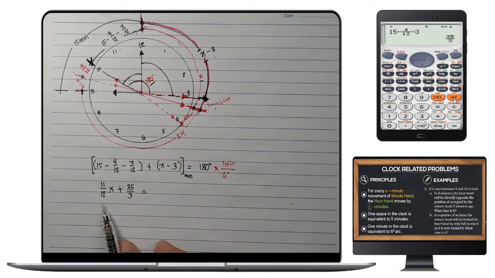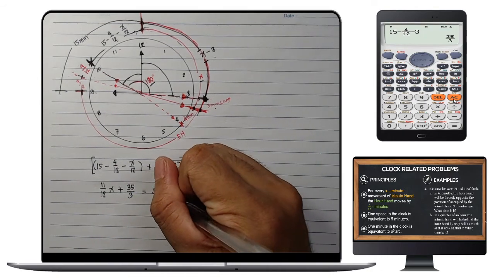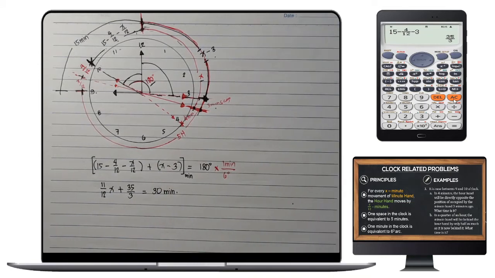This is equal to, in minutes, 180 divided by 6 degrees, so that is exactly 30 minutes. Notice the 30-minute mark is when the minute hand and the hour hand are displaced by 180 degrees, on most cases. So the units are matched already, which is in minutes.